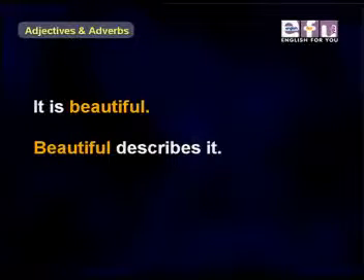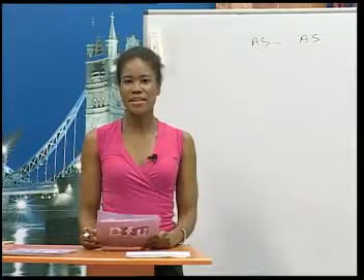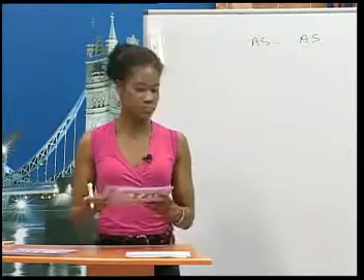It is beautiful. Okay, beautiful describes it. So in this example, it is following the verb to be. Jake's bedroom is dirty. Dirty describes bedroom. So again, the adjective is following the verb to be.